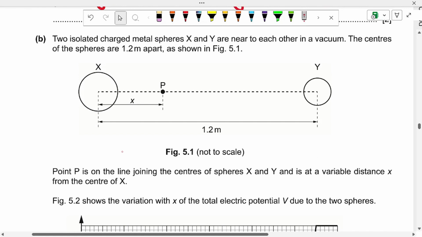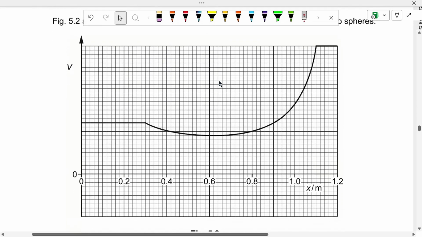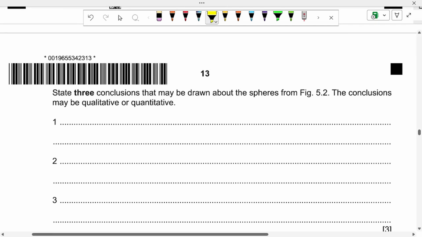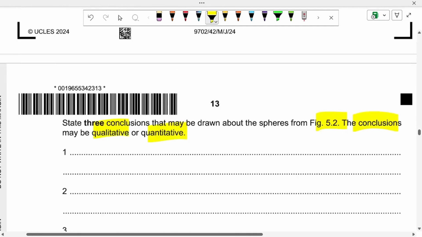B, two isolated charged metal spheres, X and Y, are near each other in a vacuum. The centers of the spheres are 1.2 meters apart as shown. Potential against displacement x, we're given this specific system. State 3 conclusions that may be drawn about the spheres from Fig 5.2. The conclusions may be qualitative or quantitative. Okay, let's go about it.